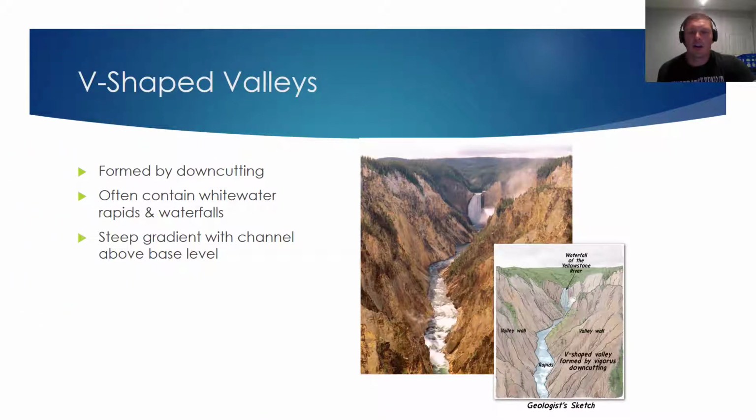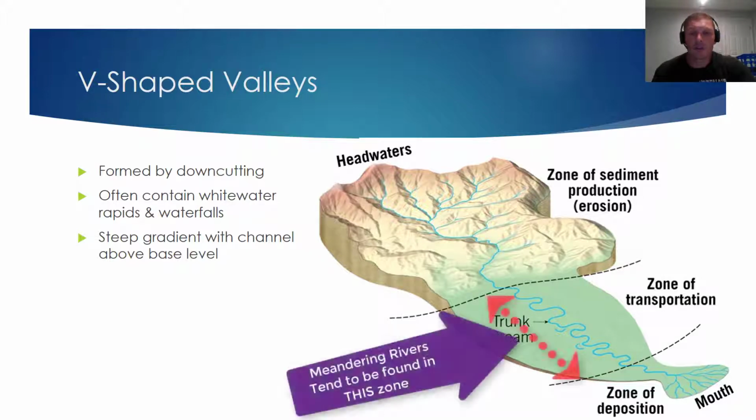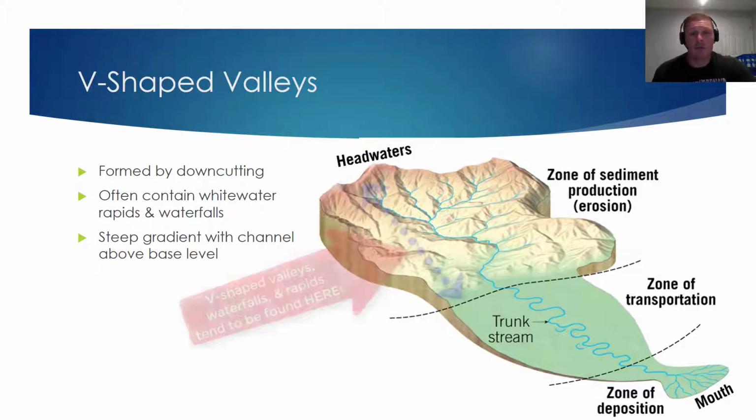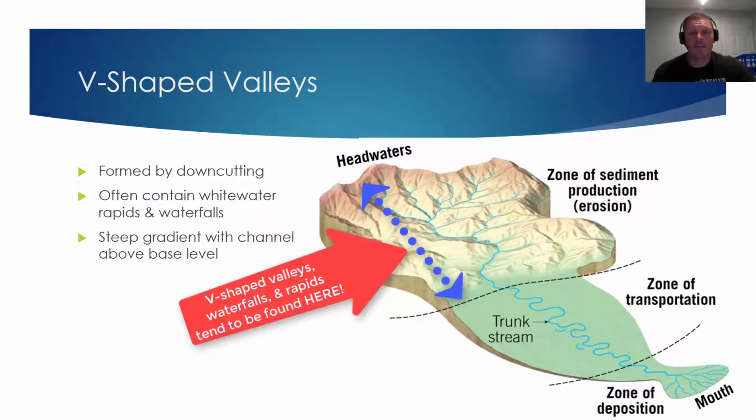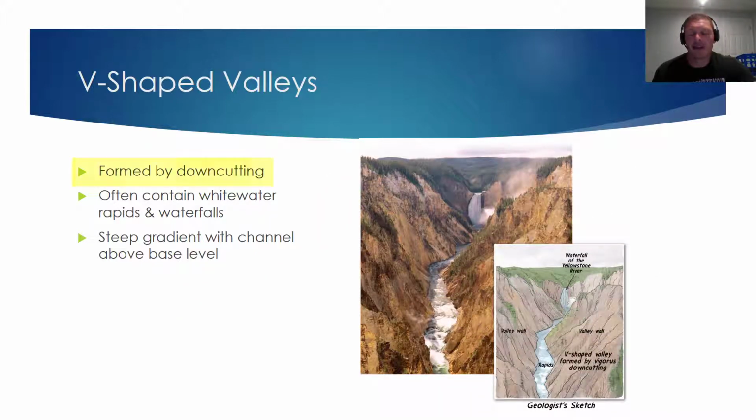The final thing I'd like to talk about in this particular vodcast are V-shaped valleys. The focus of our conversation thus far has been on meandering rivers. And in terms of river zones, you tend to find meandering rivers in the zone of transportation. However, in the zone of sediment production, where the stream gradient tends to be very steep, we often see V-shaped valleys. V-shaped valleys are often formed by downcutting.